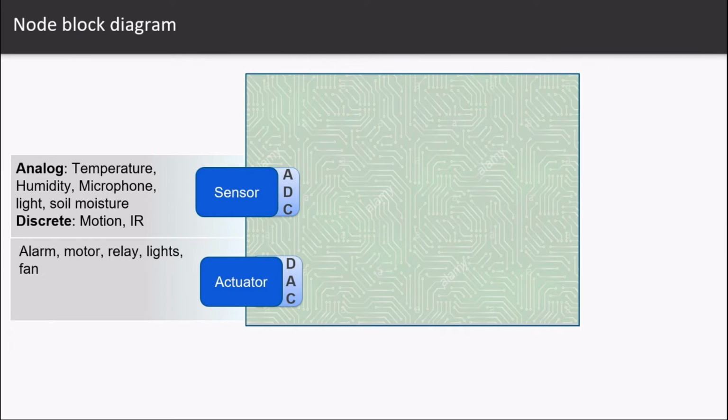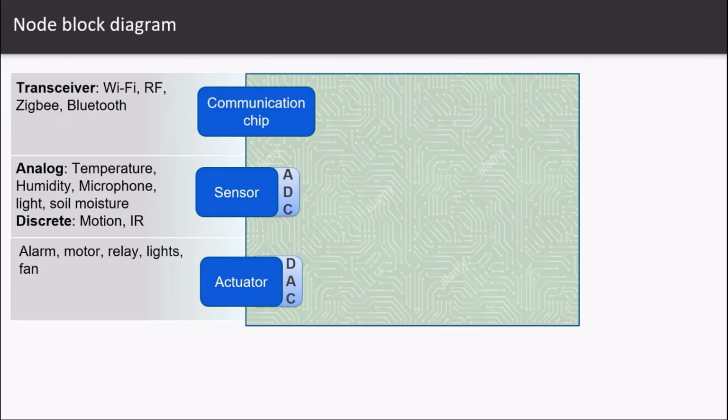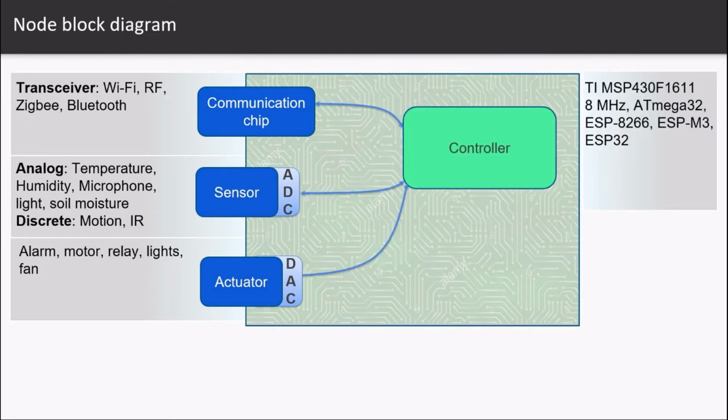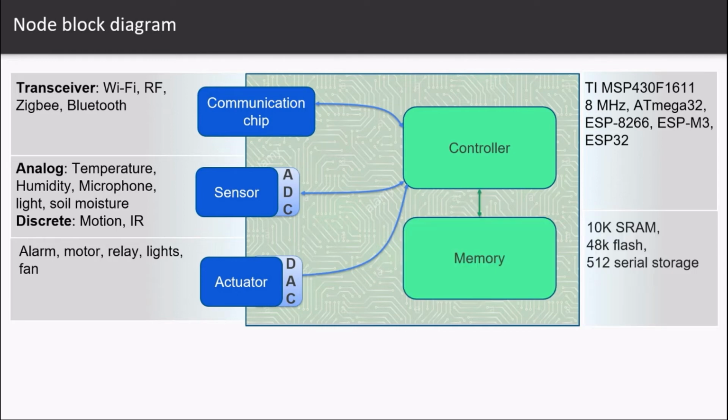The node then needs a chip that allows it to communicate with other nodes. It can be either Wi-Fi, RF, ZigBee or Bluetooth, etc. The brain of the node is where all the communication from these three components is gathered and sent back after processing. The brain also needs a memory to store the states of the system. This includes RAM, ROM, and also flash memory.